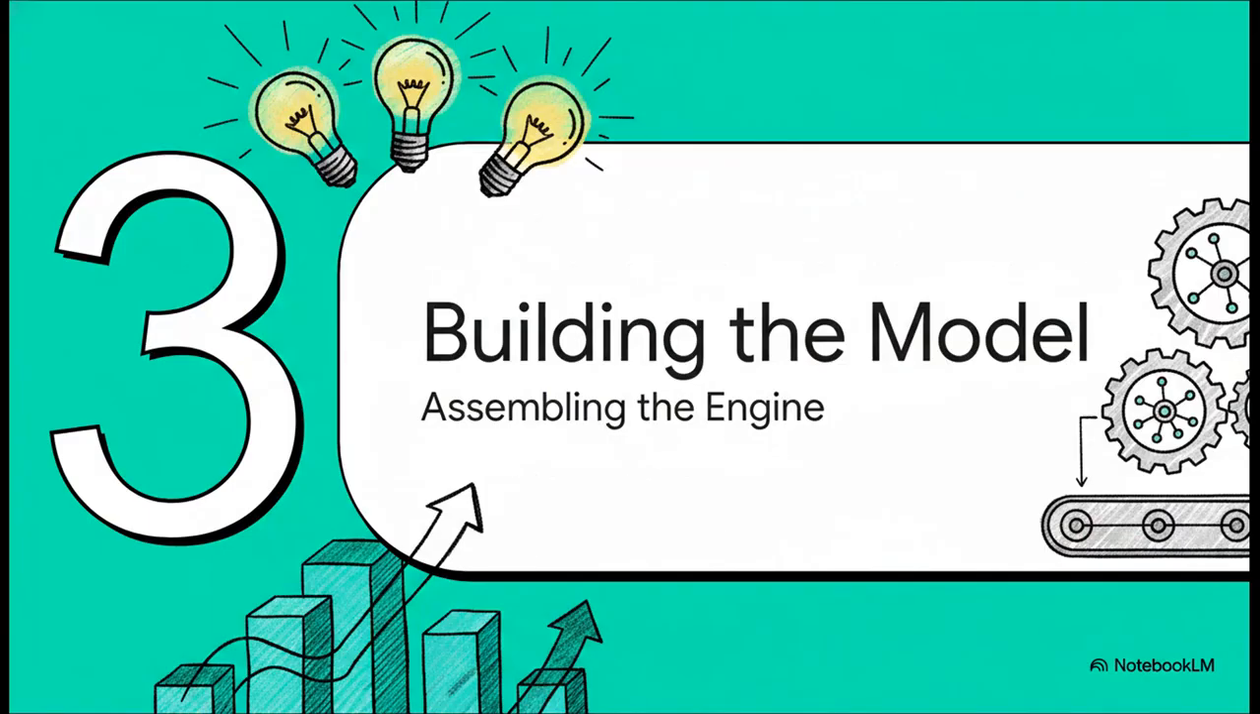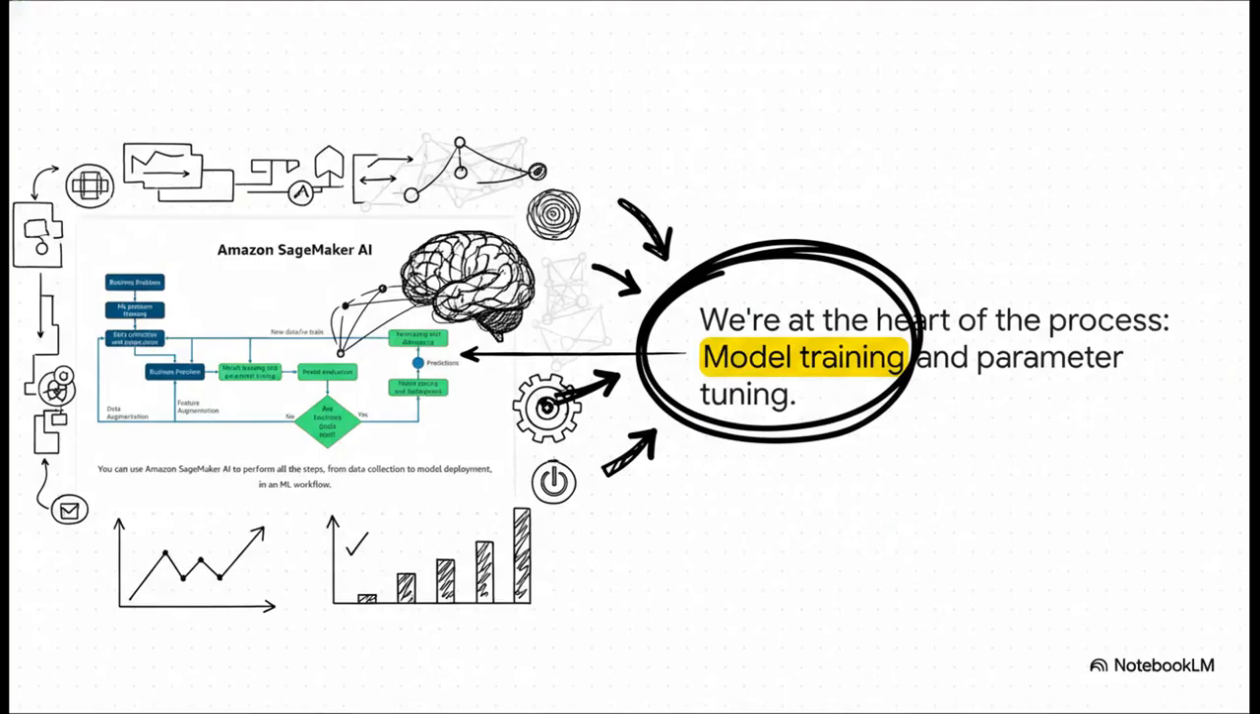All right, our ingredients are prepped. Now it's time for the main event, building the engine of our AI. This is the part where the actual learning and creation really happens. Okay, let's pull up our map again. We are right here, smack dab in the heart of the workflow, model training. This is where we feed all that data we prepared to an algorithm and just let it learn the patterns.